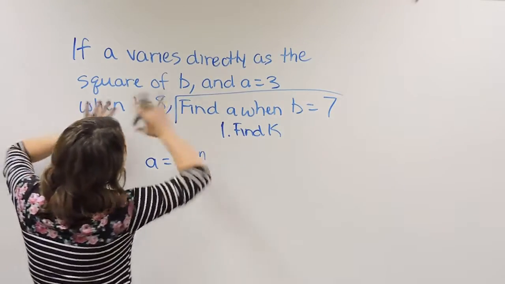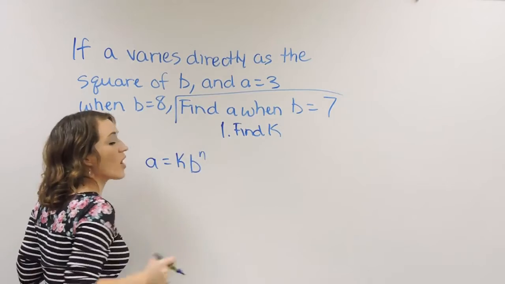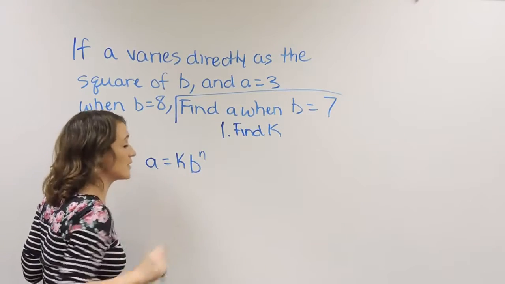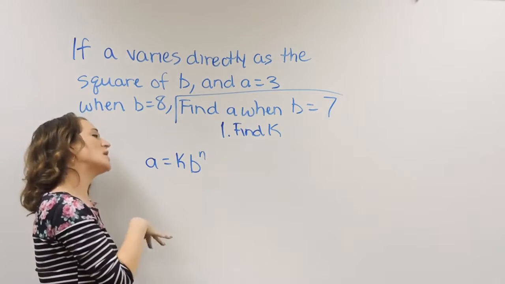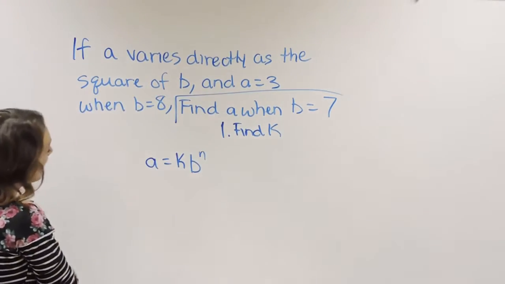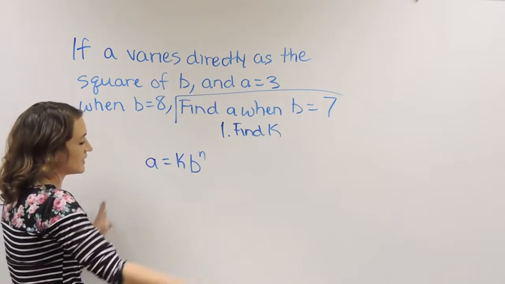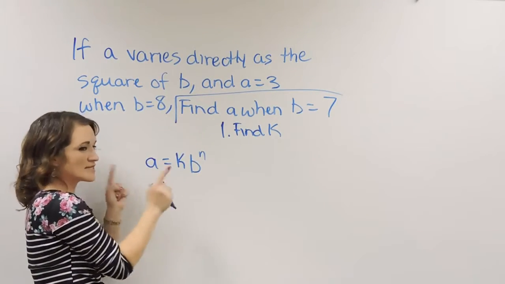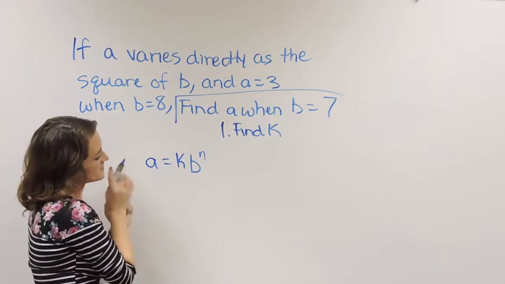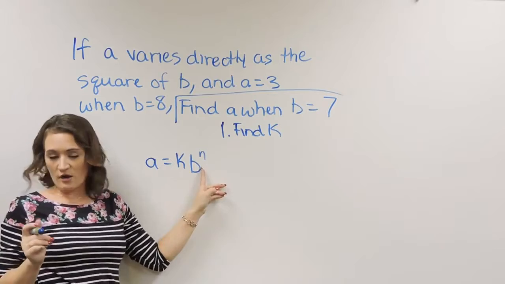What we're going to do is take this given information up here and plug it into our equation so that we can find what k is. Once we know what k is, we're going to use that to solve our given problem. This first sentence, a varies directly as the square of b, tells us to use this specific formula. And it says the square of b.